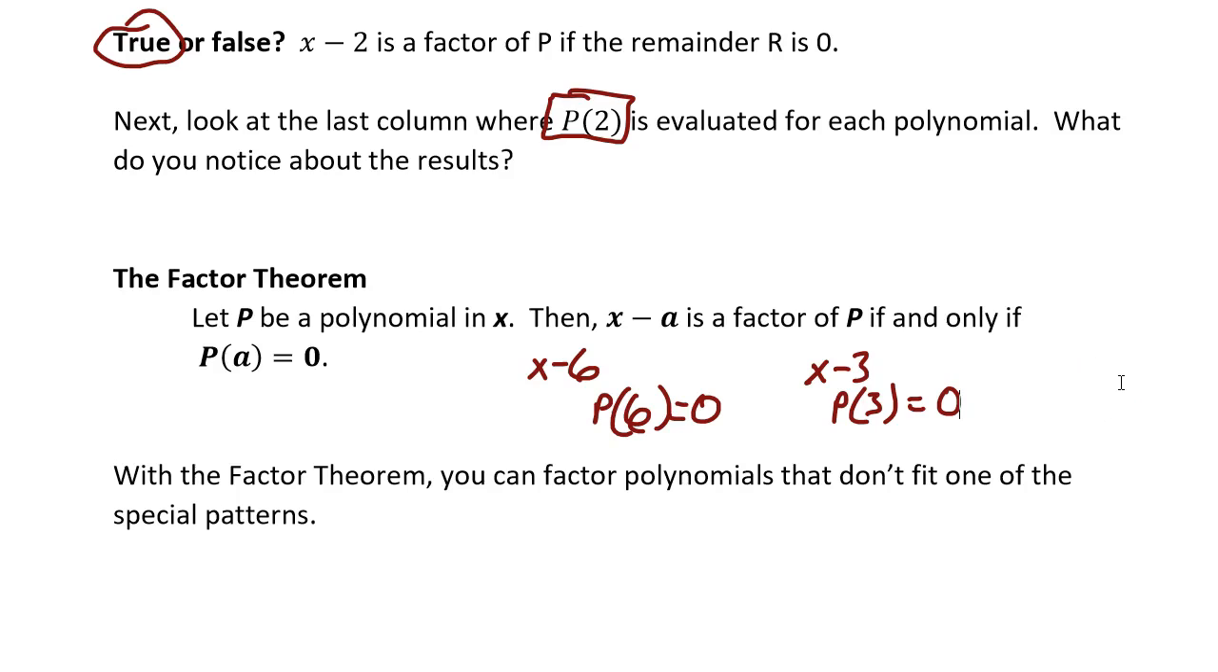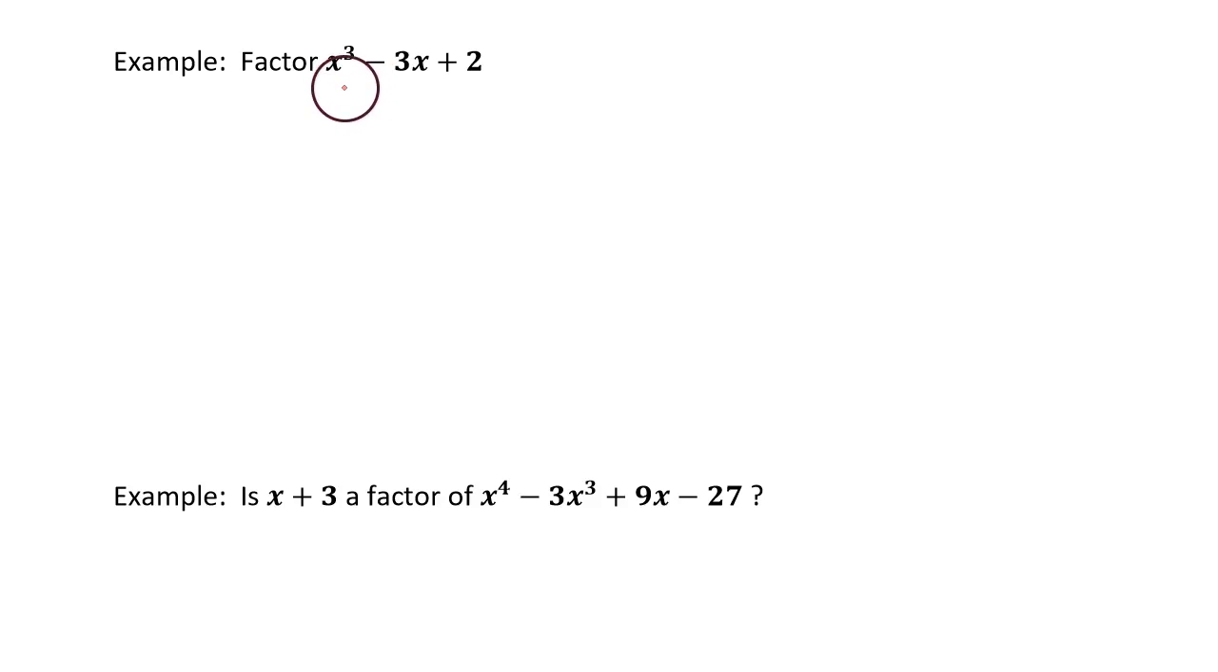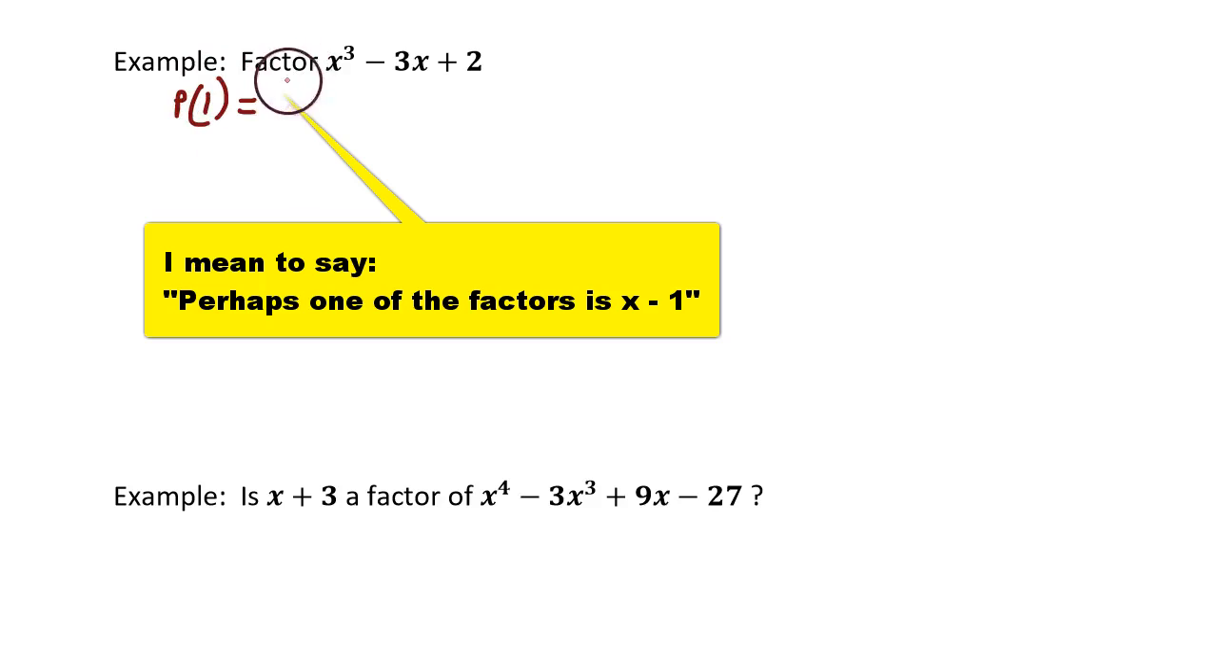With the factor theorem, we can factor polynomials that don't fit one of our previous patterns. Prior to today's lesson, we haven't been able to factor a trinomial like this that has a third power in it. By applying the factor theorem, we can. Let's figure out one of the factors of the polynomial using substitutions. Perhaps one of the factors is 1. Let's evaluate p of 1 and see if we get a remainder of 0.